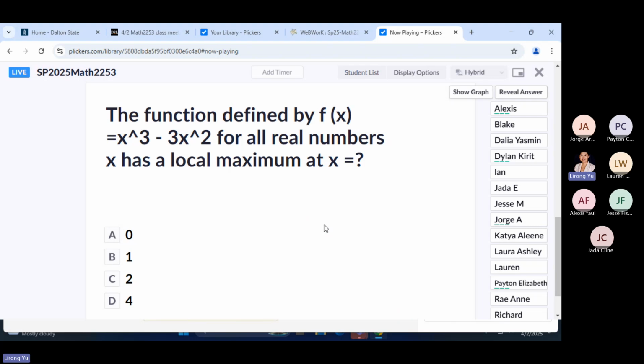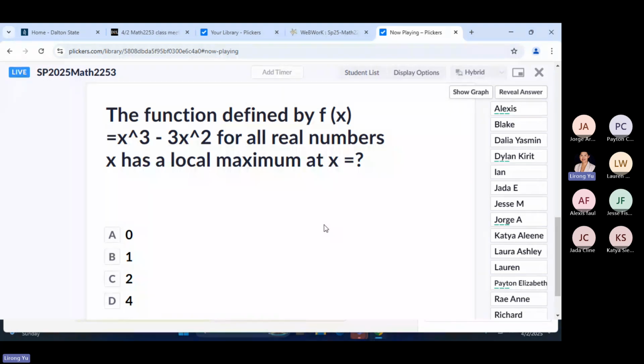The process will be this: this is a polynomial. To find a critical point, all you have to do is figure out the first derivative and set it equal to 0. The value you find when the derivative equals 0 would be the critical point.